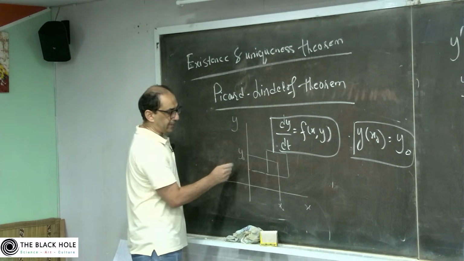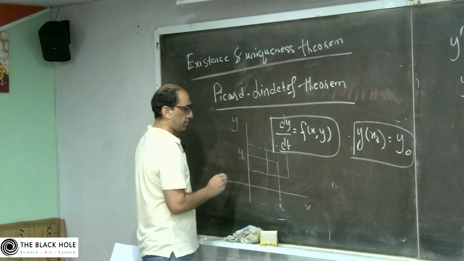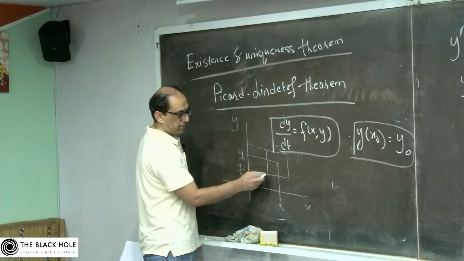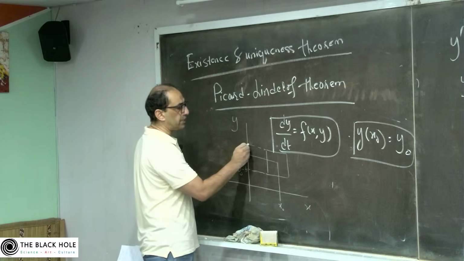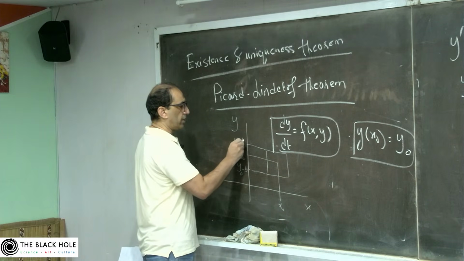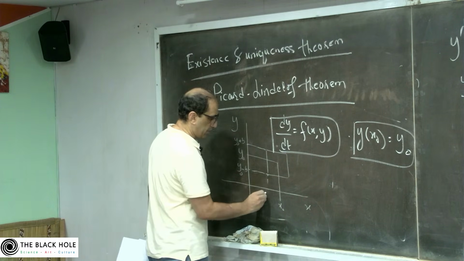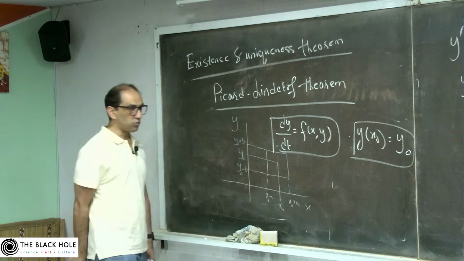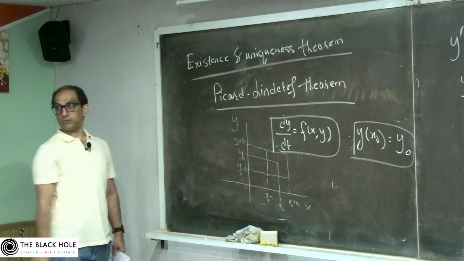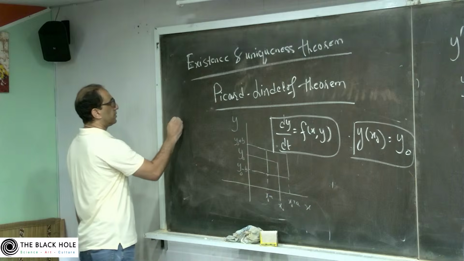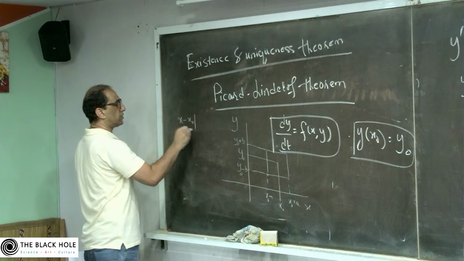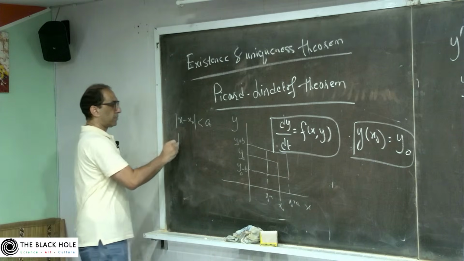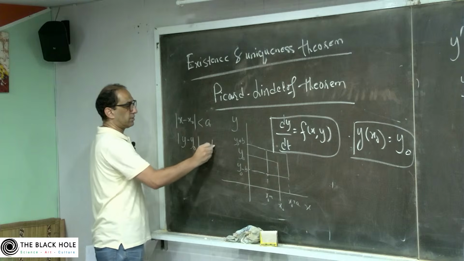And this one is, let's say, so this whole thing is y naught minus b, and you can call this y naught plus b, and you can call this x naught minus a, and you can call this x naught plus a. How do you call it? Because the box is defined that way. I write modulus of x minus x naught is less than a, and modulus of y minus y naught less than b.